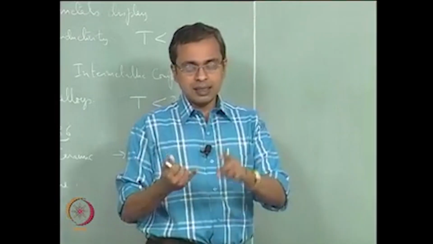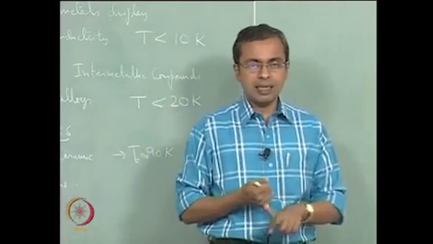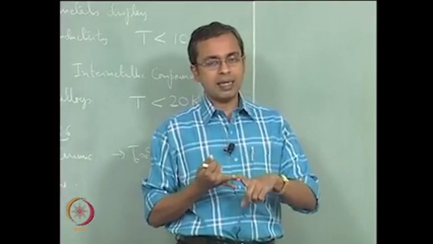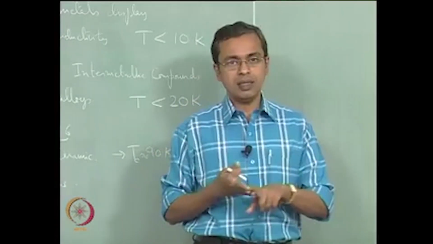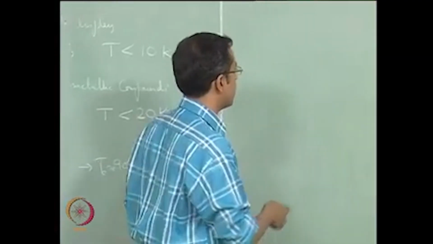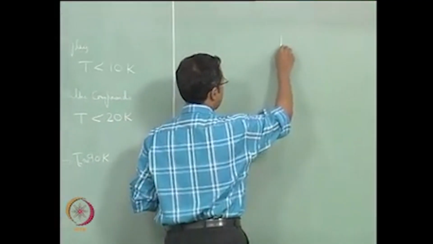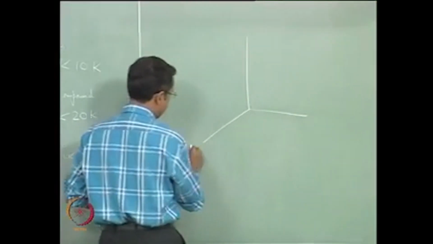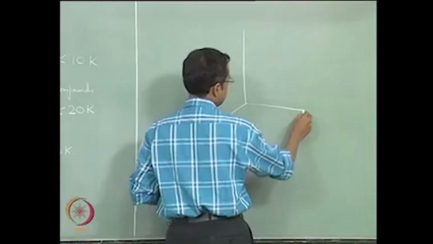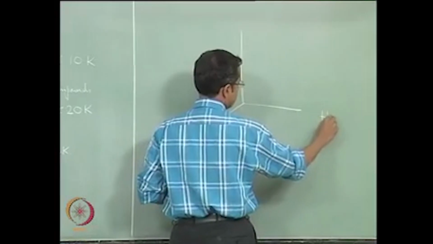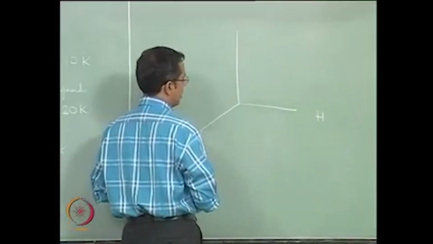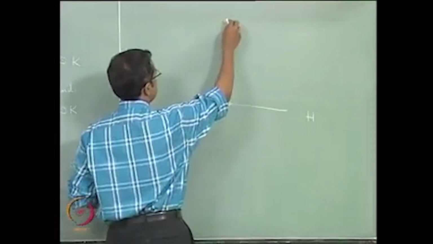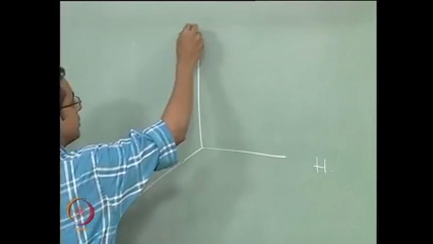So there are three things that can break down the superconducting state: high temperature, high current density, and a high magnetic field. So these are three things that can break down the superconducting state. So in fact what we normally do, you can just plot it like this. So this is the temperature axis, this is the magnetic field axis, applied magnetic field, and then the current density J.